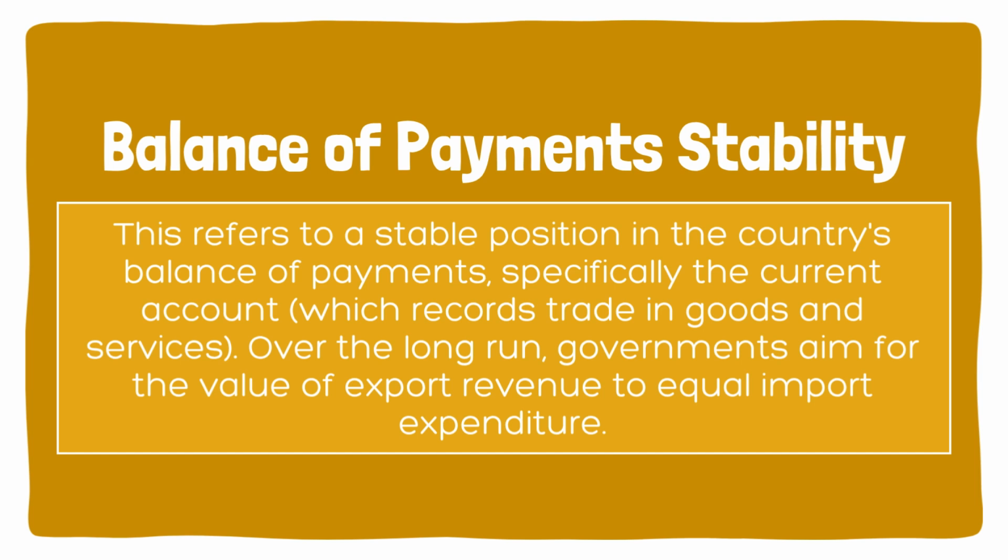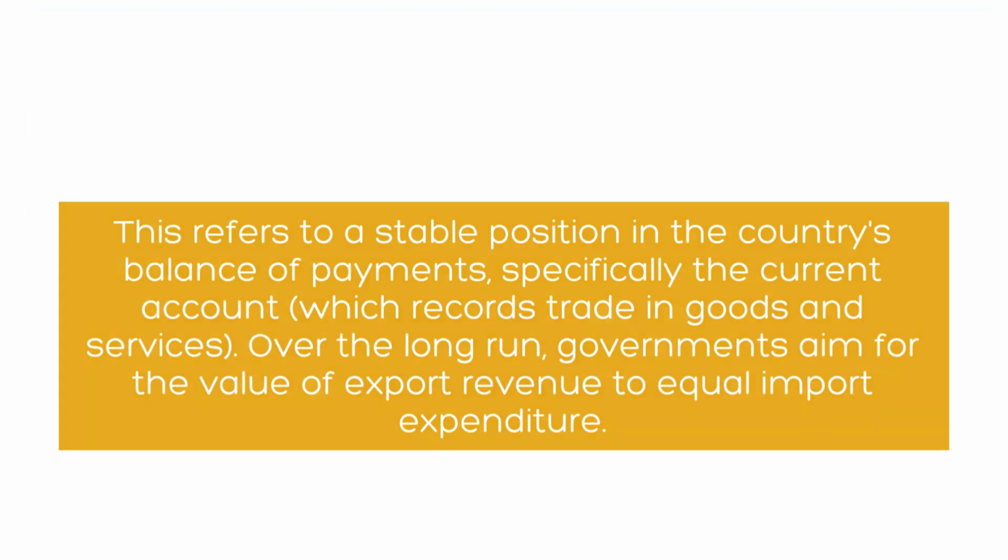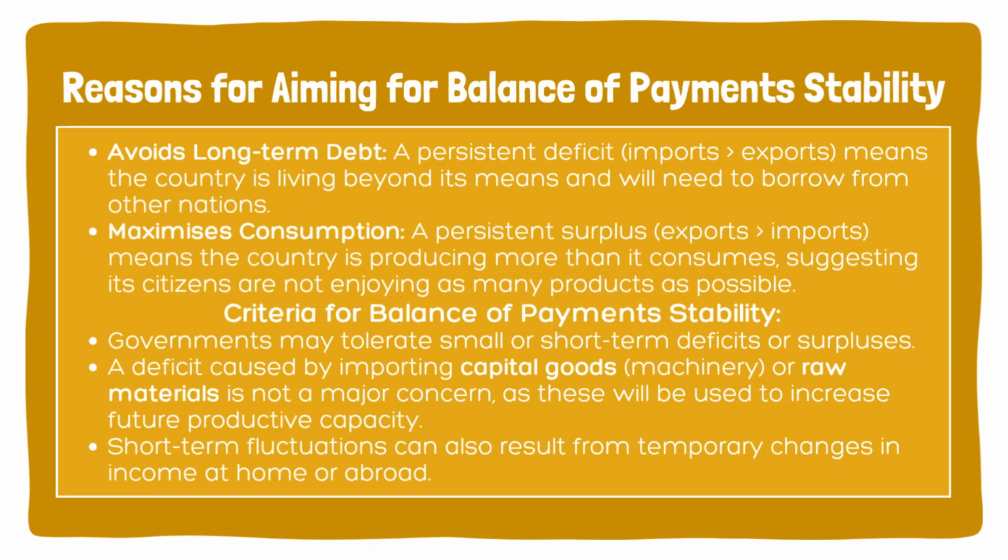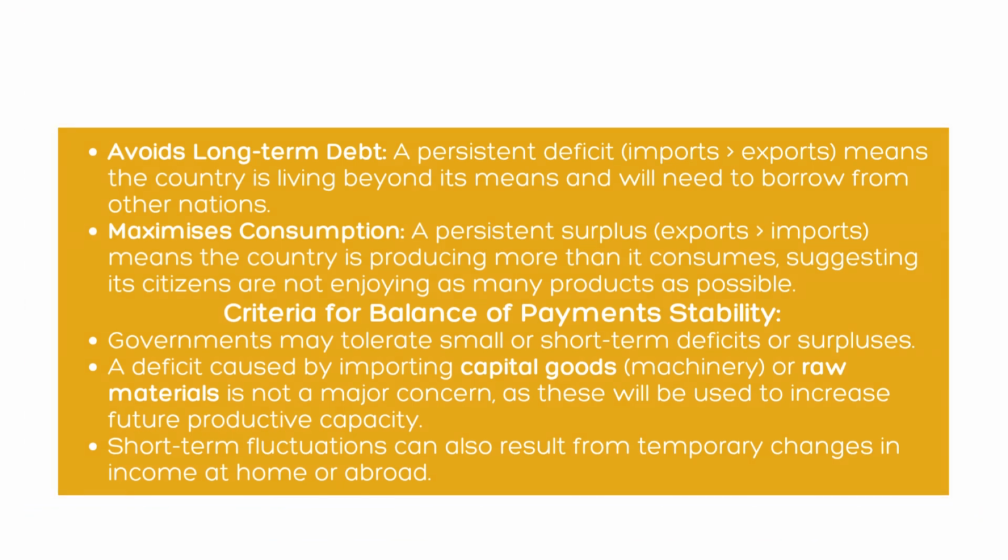Governments generally aim for exports to be roughly equal to imports in the long run. Persistent deficits can lead to borrowing and debt, while large surpluses may indicate that a country is not fully enjoying the goods and services it could consume. However, short-term imbalances are not always a concern, especially if imports are used to purchase capital goods that will increase future production. Governments focus on maintaining a sustainable position rather than exact balance at all times.